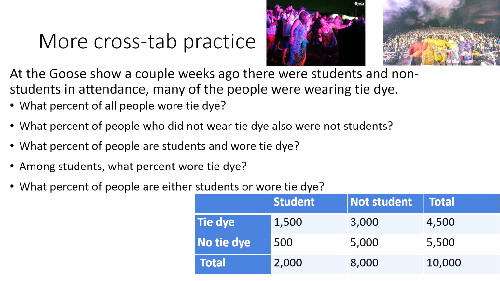What percent of them wore tie-dye? You're going to use that tie-dye row to go all the way to the total people wearing tie-dye, and you're going to divide that by the total people at the concert. And so I made these numbers pretty round, but you may find it super helpful to have a little calculator with you on the exam just to help with some slightly more tricky mental math. Highly recommend you bring one of those along.